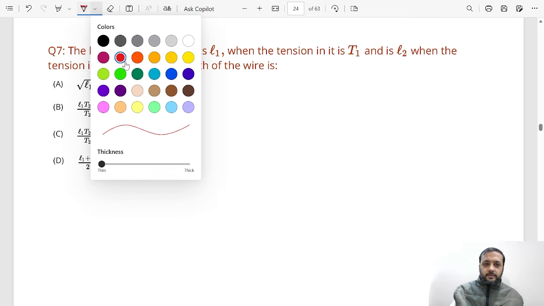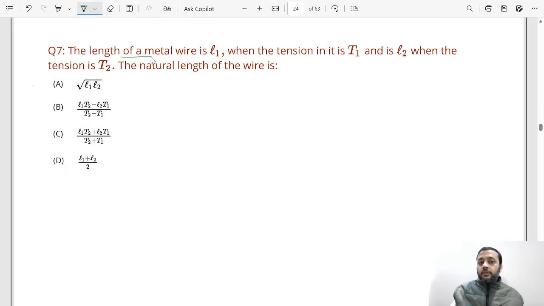Again, very, very famous question. Look, the length of the metal wire is L1 when the tension in it is T1, and it is L2 when the tension in it is T2. So we have to find the natural length of the wire. Of course, by the look and feel of it, you can understand that this wire is behaving like a spring. So it's basically following Hooke's law.